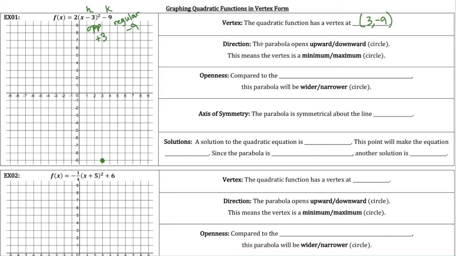And then you see that it says the parabola opens upward or downward. Well, we look here. That's a positive, so it opens upward. So if it opens upward, that means we have a minimum, a lowest point.